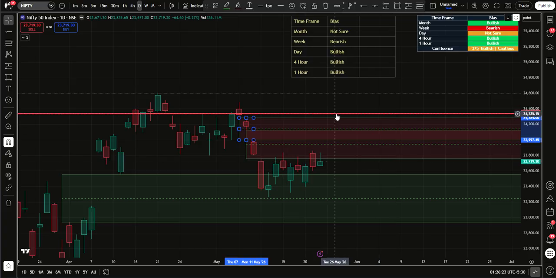So there are two fair value gaps and one important level. That's all the sell side liquidity that can actually keep Nifty below a certain level for a long time, until and unless new buyers come in. The opposite is also true.